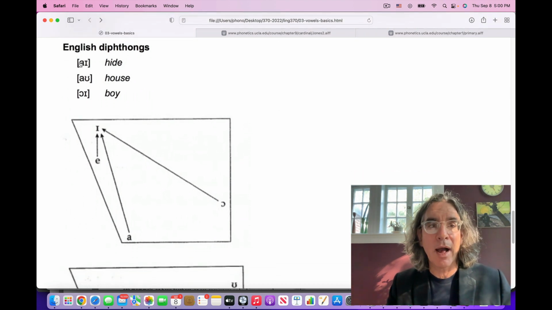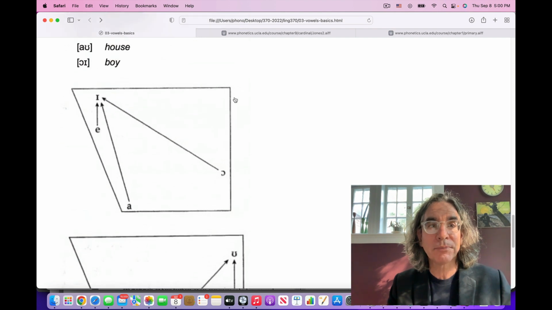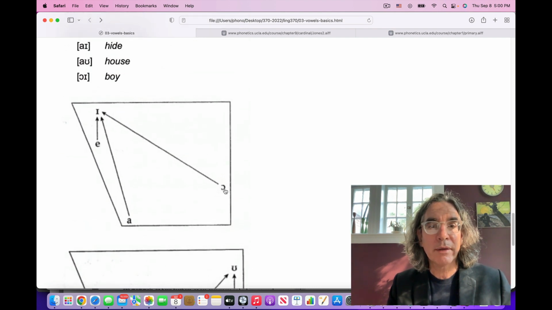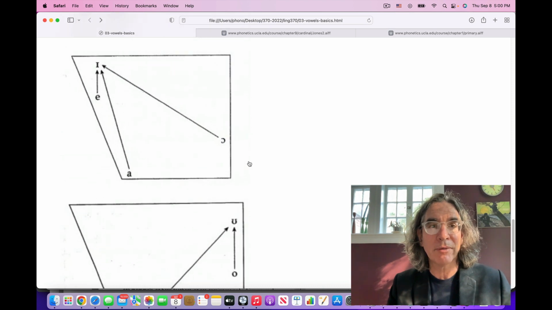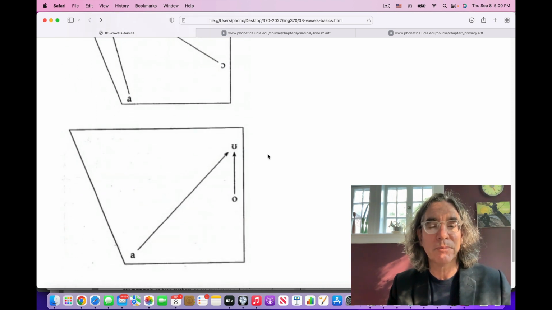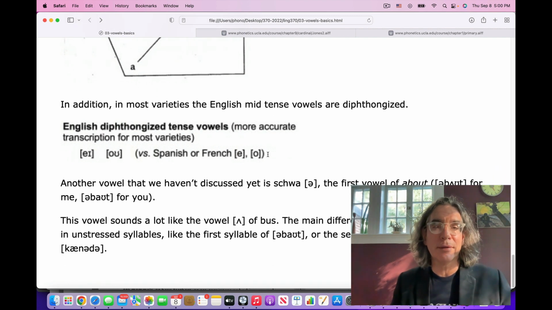So I is transcribed starting with the central ah, and then at the end it has I. So this goes from a low central vowel up to a high front vowel. Ow goes from that vowel to a high back vowel. Oi goes from something like aw up to e, and then o, which we talked about a little bit already, goes from o to u. Another vowel that we haven't discussed yet is schwa.